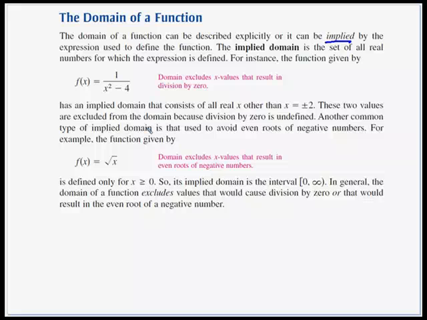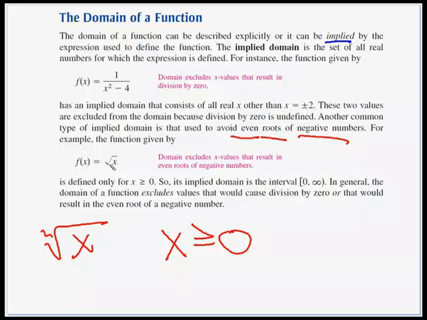Another common type of implied domain is to avoid using or having even roots with negative numbers. And we've talked about this in this class before. For example, this function here, f of x, is the square root of x. It is defined only for x's greater than or equal to 0. Remember, if you've got a radical, take what is under the radical and say that must be greater than or equal to 0, because you never want a negative under an even indexed radical.